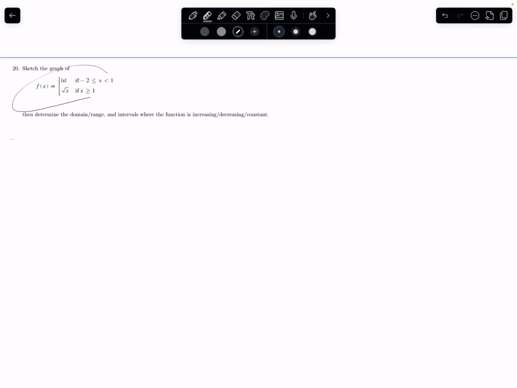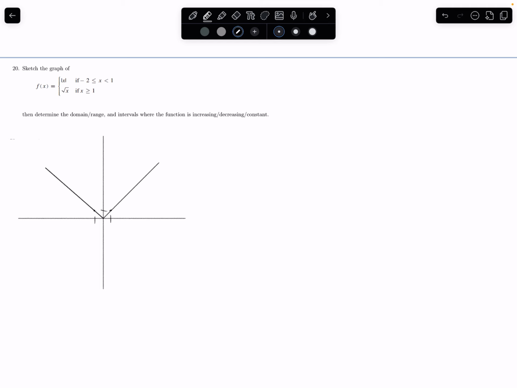Sketch the graph of this and then determine the domain, range, and intervals where it's increasing, decreasing, and constant, just like the last question. So let's start by reminding ourselves what the original base functions look like. Starting with absolute value of x, it starts at (0, 0), and then it goes right 1, up 1. The absolute value of negative 1 is also positive 1. So it looks like this V shape.